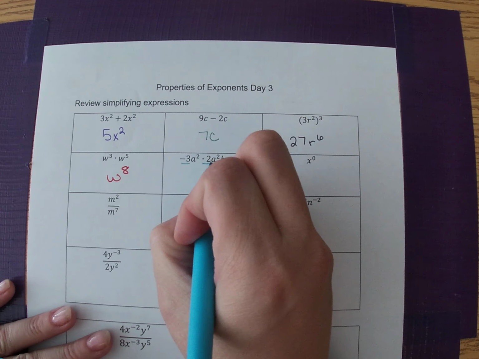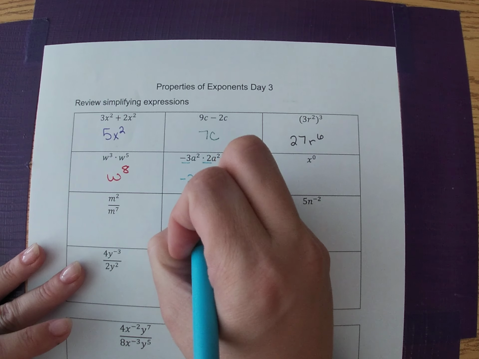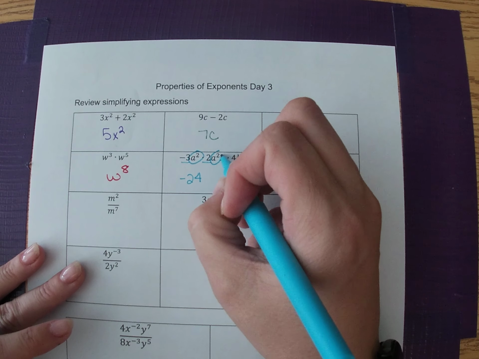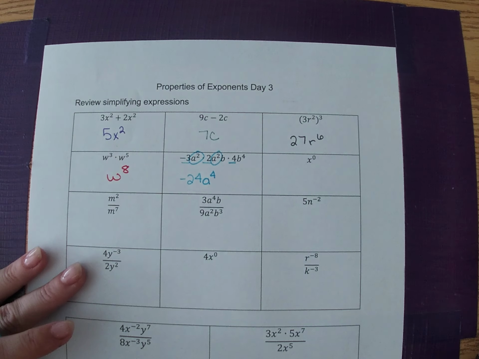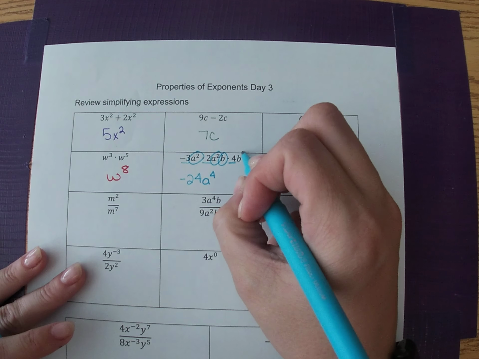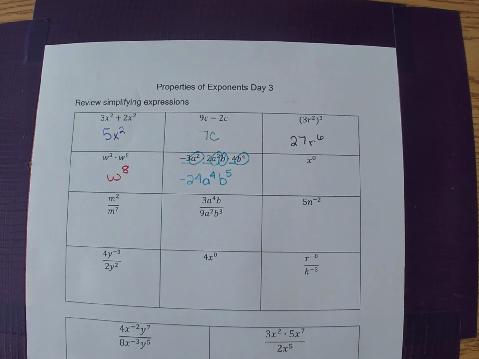So I'm taking negative 3 times 2, which is negative 6, negative 6 times 4, which is negative 24. Then I'm going to take my a's. When I multiply, I add the exponents, gives me a to the 4th. And then I'm going to put my b's together. So 1 plus 4 gives me b to the 5th. We know that anything to the 0 power is 1, so x to the 0 power is 1.